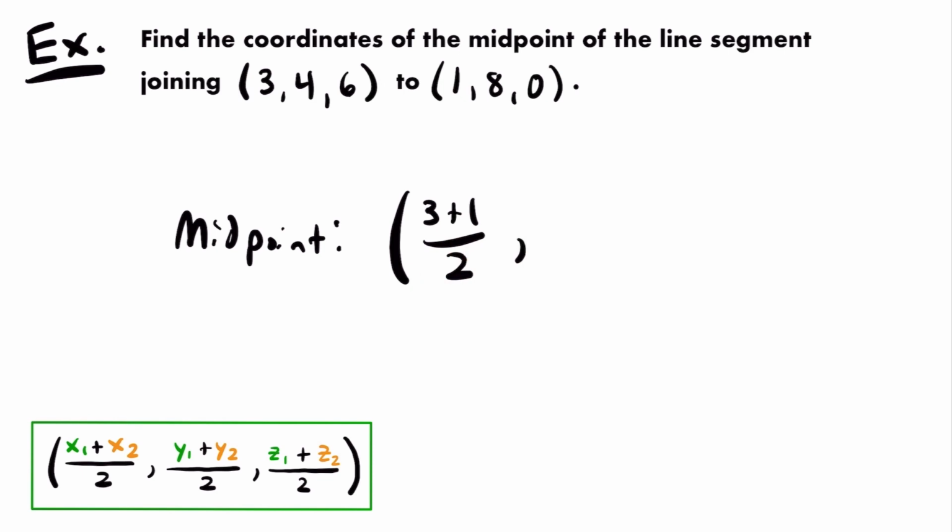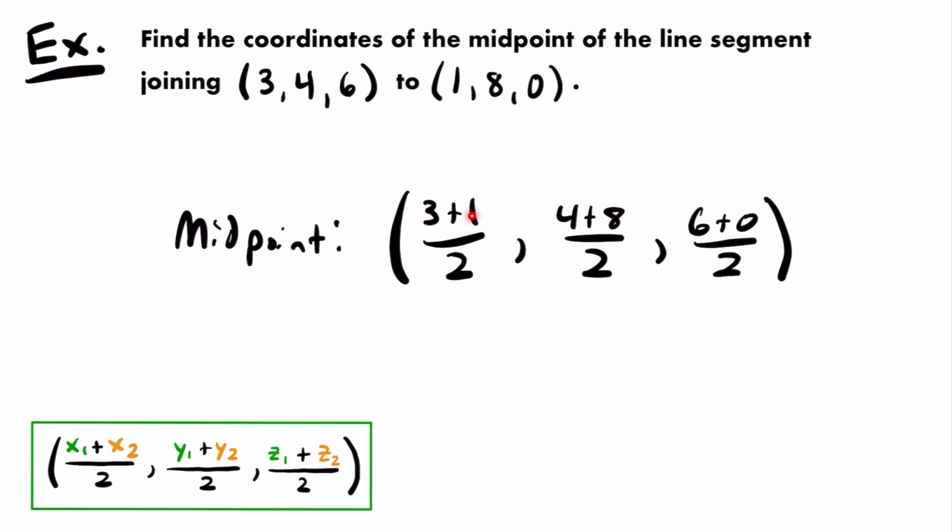Then we'll take the average of the y coordinates. So we'll add 4 and 8 and divide by 2. So we'll have 4 plus 8 and divide by 2. And then we'll take the average of the z coordinates, which are 6 and 0. So we'll have 6 plus 0 divided by 2. And that's going to be our midpoint. We just have to simplify it.